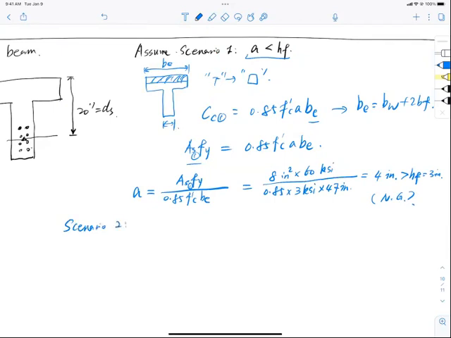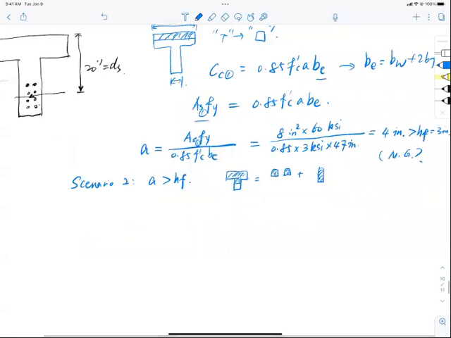Scenario number 2. So when scenario number 2, I don't know A, but I know that A is greater than HF. So I don't have to draw the tiny drawing for you again. You know that I have to split the section. Well, if you're forcing me to do that, I can do that, split the section into the wings plus the web, right? So that is how we're going to do that, right?